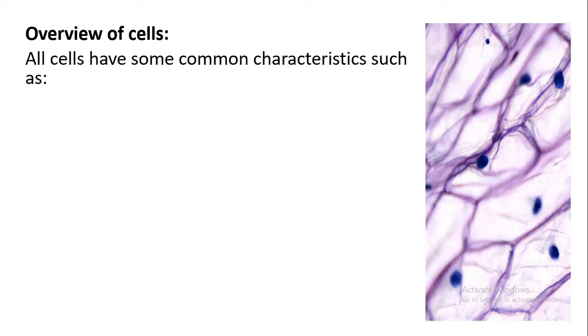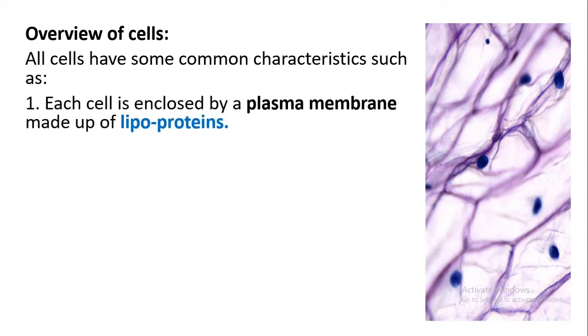So these are some of the characteristics which we are going to study about the cells. Cells, first of all, the living cells are always enclosed by a membrane that is called the plasma membrane. You can say this layer as a cell membrane also. And this plasma membrane is made up of lipid and protein. That is why we call it a lipoprotein.